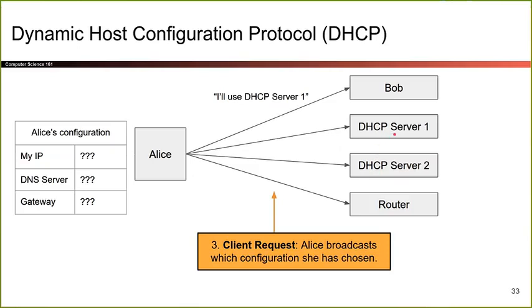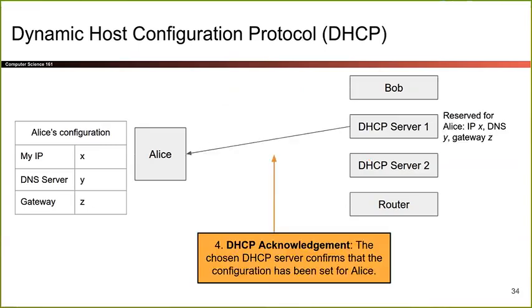Now DHCP server 1 has to save that configuration and give it to Alice because Alice said, I want to use that one. So this is broadcast because, again, I have to tell everyone which one I chose so that the people who were not chosen can discard their offers. And finally, DHCP server 1 now reserves this IP, this gateway, and this DNS server for Alice. So DHCP server 1 knows I cannot give these to anyone else because they're currently being used by Alice. And Alice will also confirm that these are being used. And the DHCP server will finally give an acknowledgement.